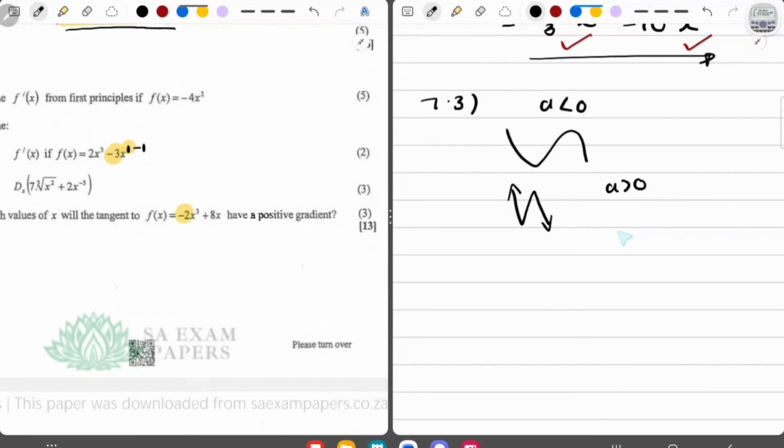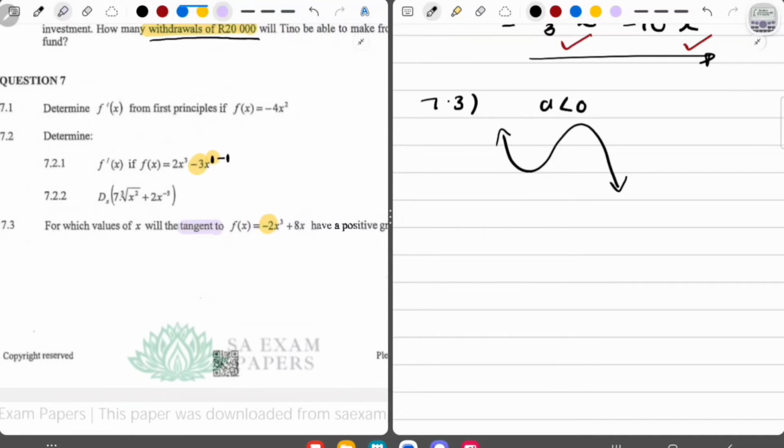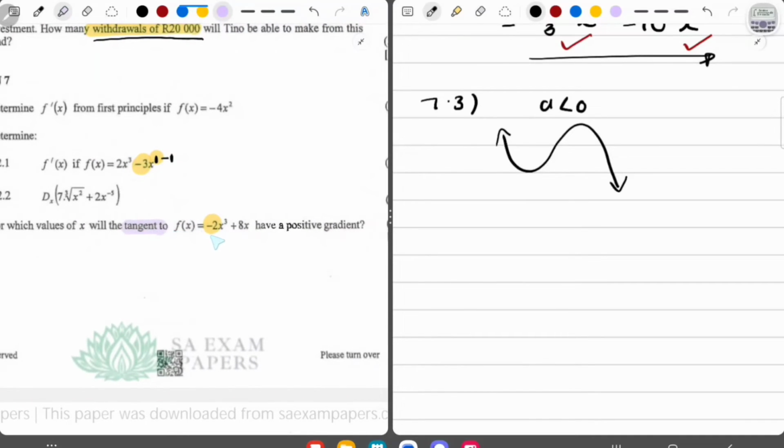When it's positive, it's going to look like this. I also explained these in the other videos as well. So that is one thing that we need to think about. So it looks like this. And now what they're asking us is, we need to tell them the values of x for which a tangent, right? So if you had a tangent drawn to this graph, a cubic function, we need to find out the values of x for which that tangent's gradient is going to be positive. So let's break that down. Let's break down that question. They're saying the values of x for which the tangent to that will have a positive gradient.